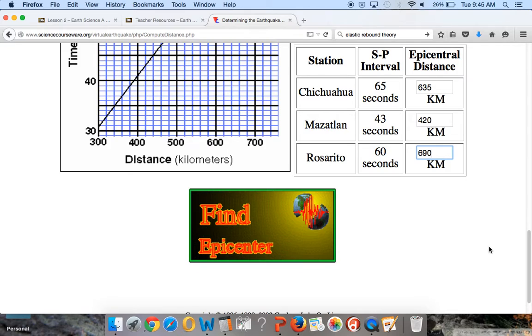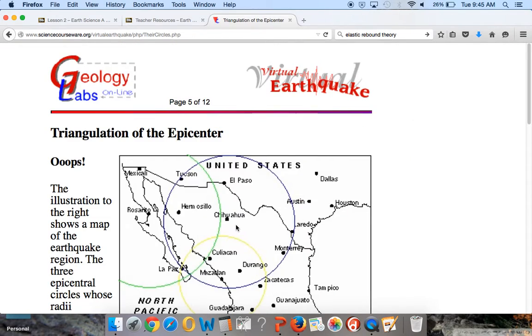If you take information from a second station, the two circles are going to intersect each other at 2 points, and now you've narrowed down the possible locations to 2 different points. If you add in a third location, that third circle will intersect one of those 2 points, and you know where the earthquake occurred. So I'm going to click on Find Epicenter.